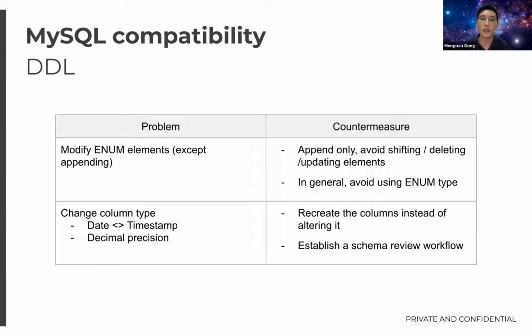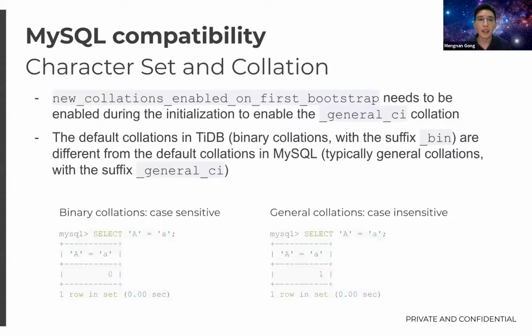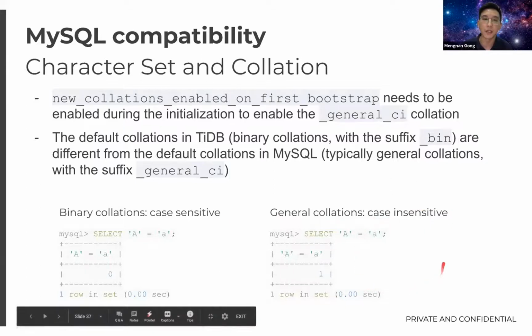We believe with proper data schema design and review with your infrastructure team or with your DBA, it should cut most of the unnecessary column type changes after your schema is already created. And the next one is about the character set and collation. I think most of you should be familiar with MySQL's general collation, and the main difference between these two collations is that the MySQL one is case insensitive.